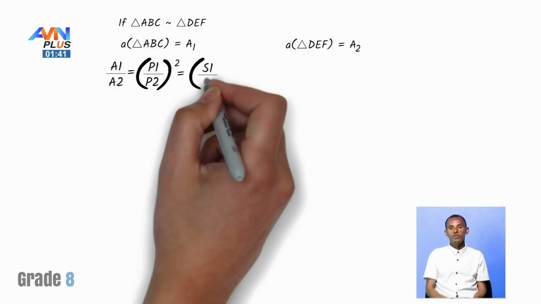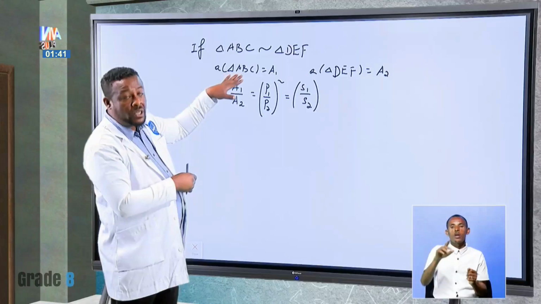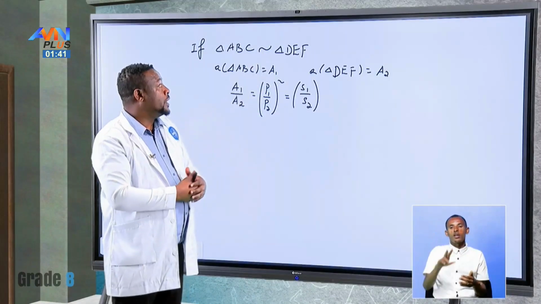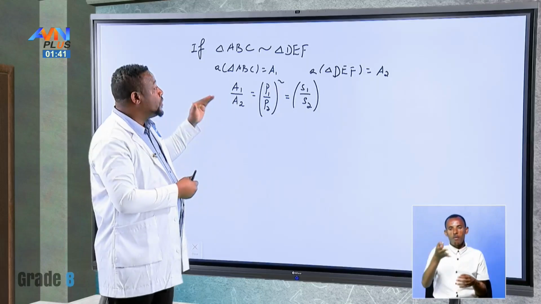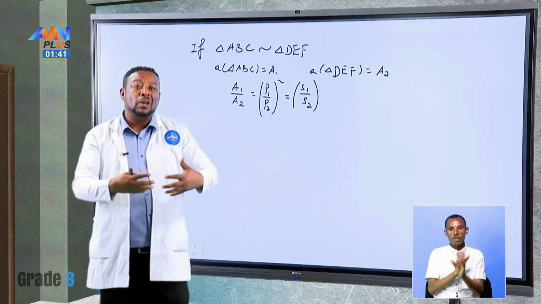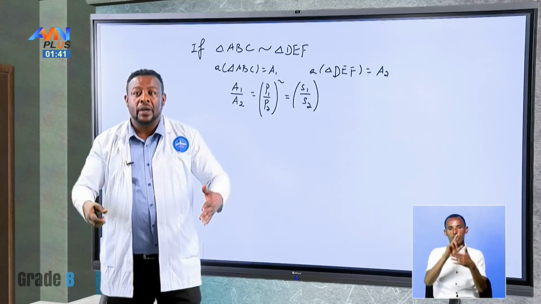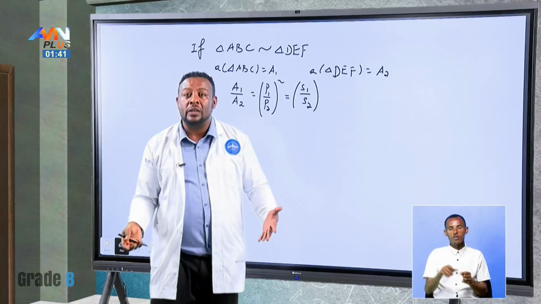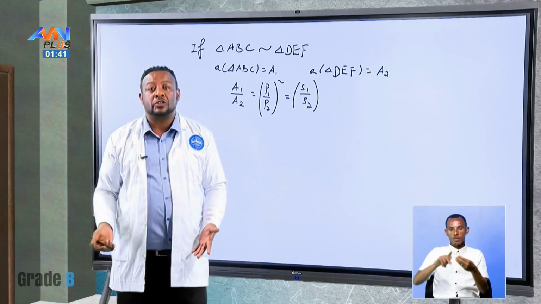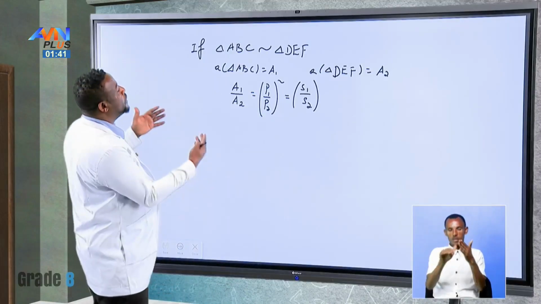S1 by S2, where S1 is one of the sides of triangle ABC and S2 is the corresponding side of triangle DEF. So these relationships are very important for solving problems related to the ratio of areas and the ratio of perimeters of two similar triangles, right? So now let's see some examples related to this topic.